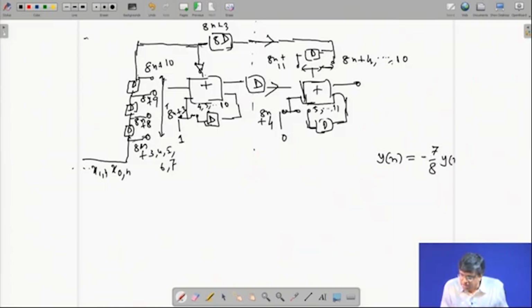See, yn now depends on yn itself. That is why it is IIR. yn minus 1 plus half yn minus 2 and xn. Again, we'll have an 8-bit realization. Okay, we'll assume a word length.